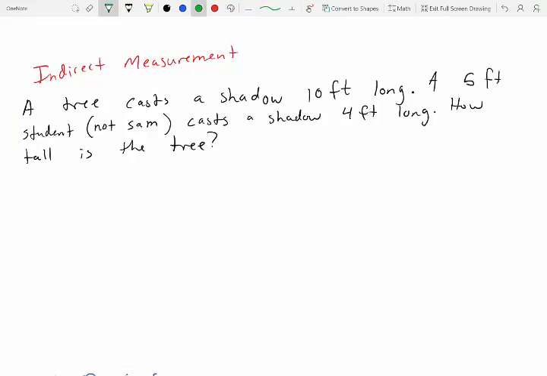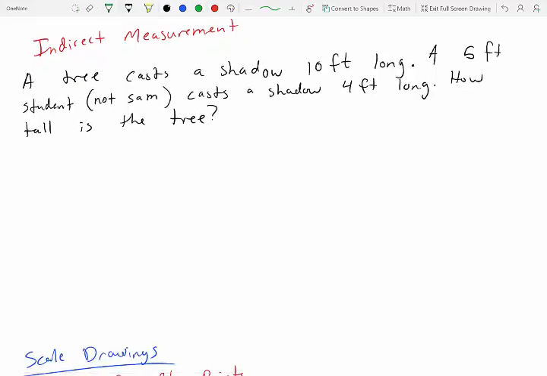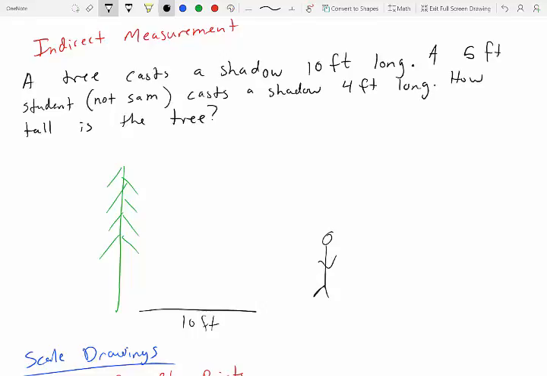The next way we have to do this is we're going to use indirect measurement. Indirect measurement is what we use when we can't actually measure a distance. We're going to use proportions and draw similar figures to solve it. So if a tree casts a shadow 10 feet long, I'm going to draw a tree in here, my wonderful artistic ability. It's my wonderful Christmas tree, and it's going to cast a shadow 10 feet long. A 5-foot tall student is standing there, and he casts a shadow that is 4 feet long.